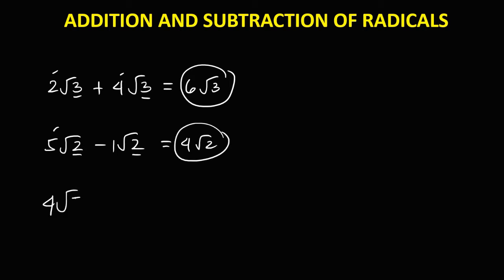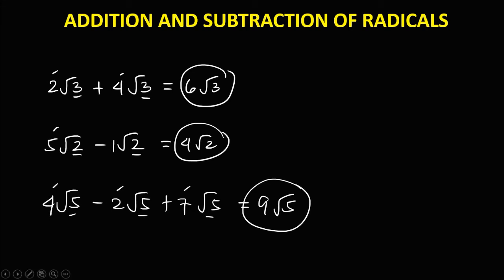Then for this 4 square root of 5 minus 2 square root of 5 plus 7 square root of 5. Since the same radicand, we can combine these numbers outside. So we have 4 minus 2, that's 2, and 2 plus 7, that's 9. Then copy this square root of 5.